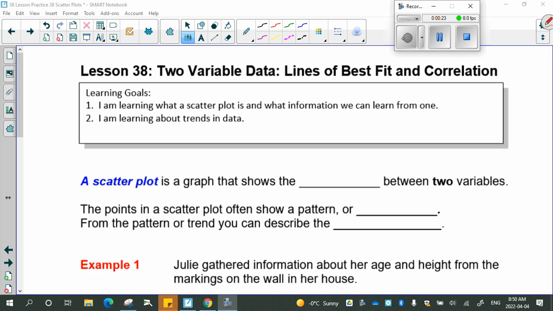Phones off. Josh, phones off, pencil, highlighter.